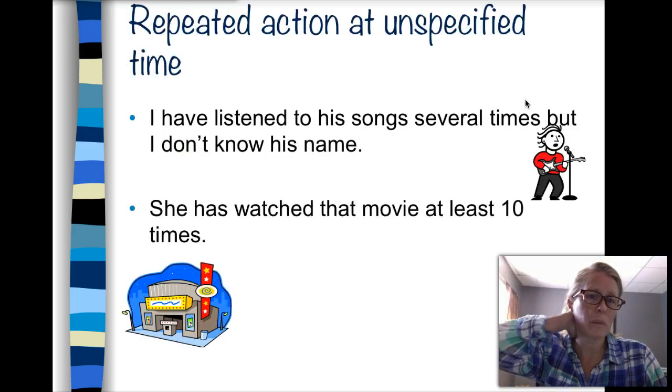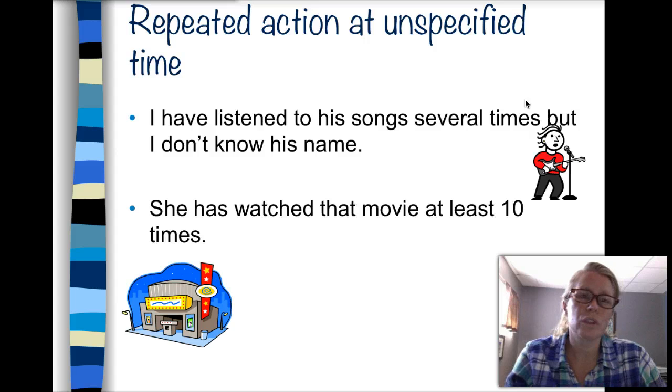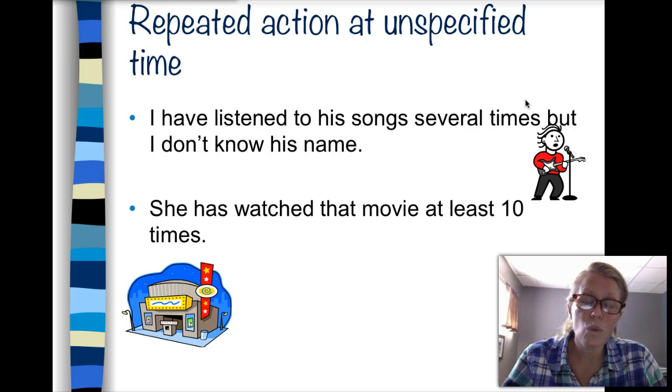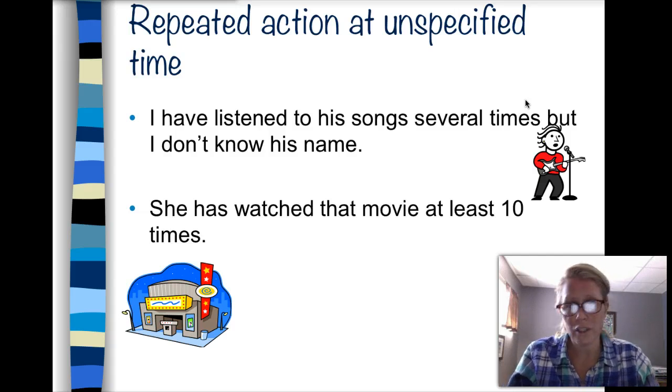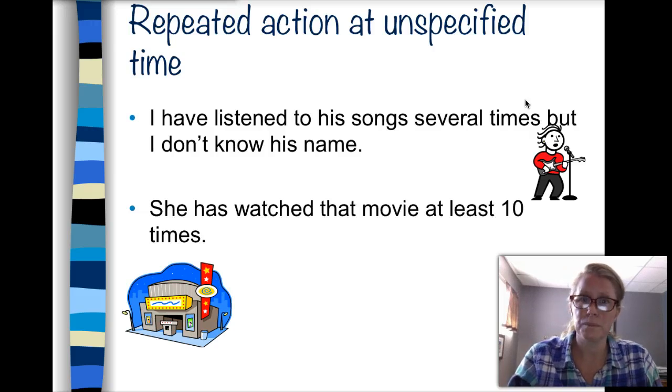We also use the present perfect to talk about repeated actions at unspecified times. I have listened to his songs several times, but I don't know his name. Or she has watched that movie at least 10 times. It's incorrect in theory and practice to say she watched that movie at least 10 times, unless we know the time period. You could say she watched that movie at least 10 times yesterday, and that's correct.